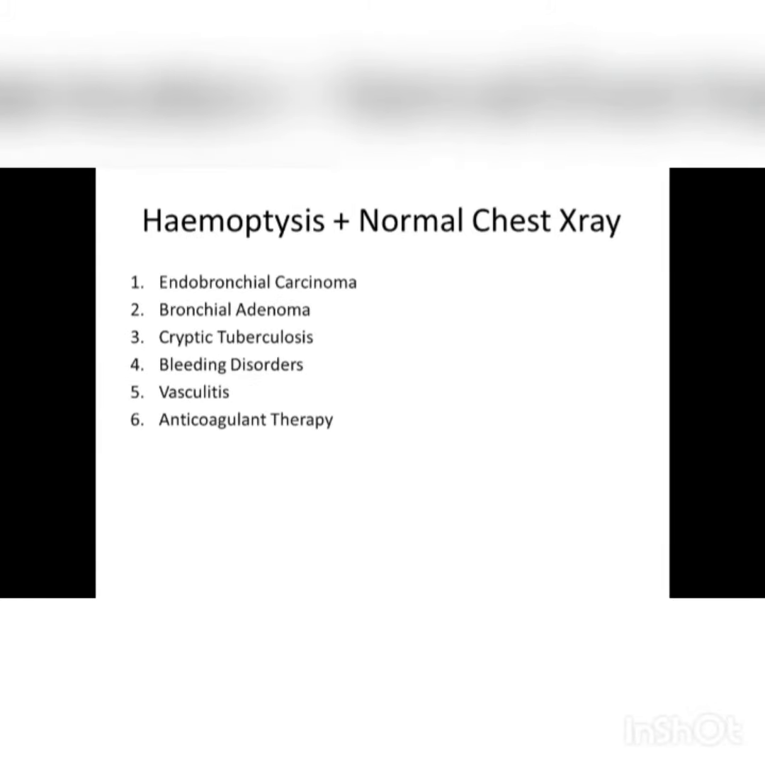Then if we have hemoptysis but the chest X-ray shows normal, what is the DD? The differential diagnoses are endobronchial carcinoma, bronchial adenoma, cryptic tuberculosis, bleeding disorders, vasculitis, and anticoagulant therapy.